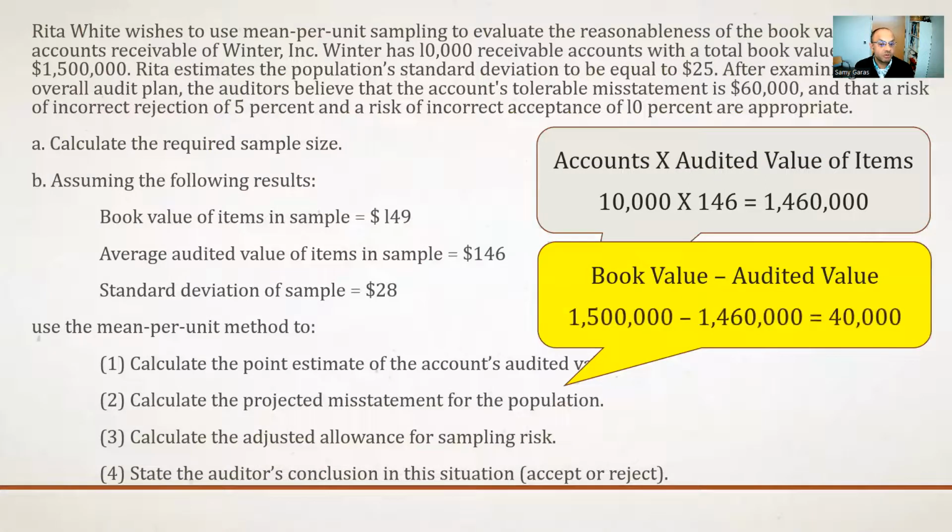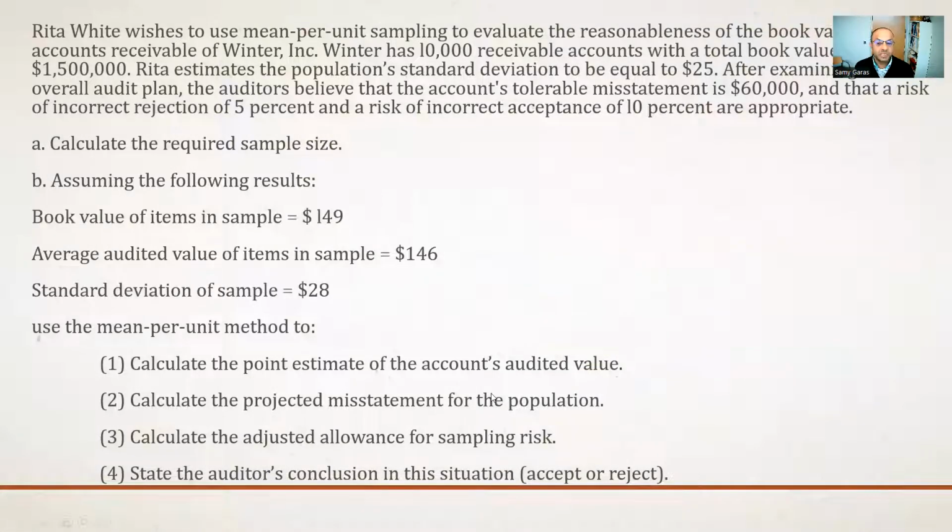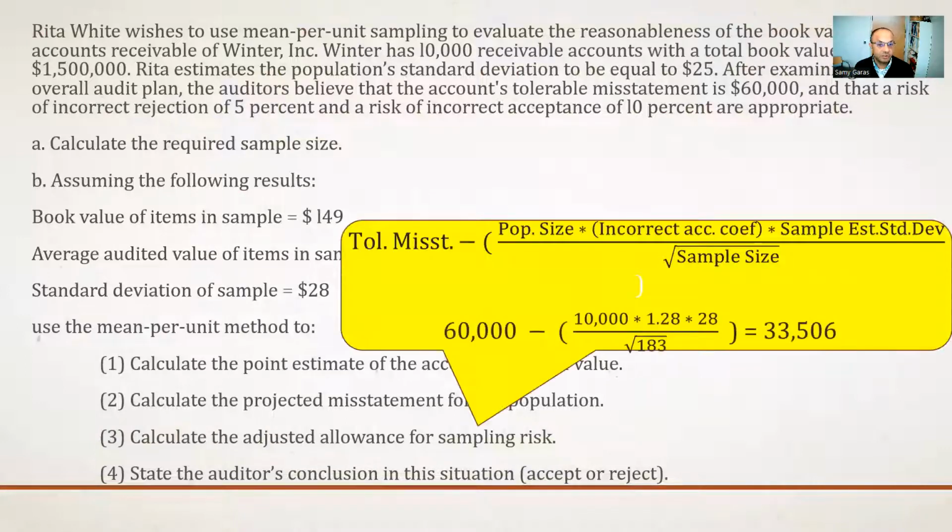And then how about the projected misstatement of the population? We get the book value of the population, which is 1,500,000 minus 1,460,000. We get the difference here, which is the projected misstatement, 40,000. And how about the adjusted allowance for the sample? We get the misstatement, which is 60, times the population size, times incorrect acceptance coefficient, times the sample standard deviation over the square root of the sample size.